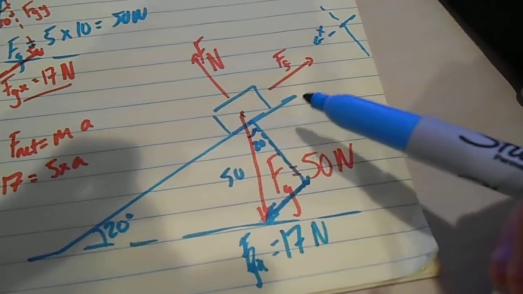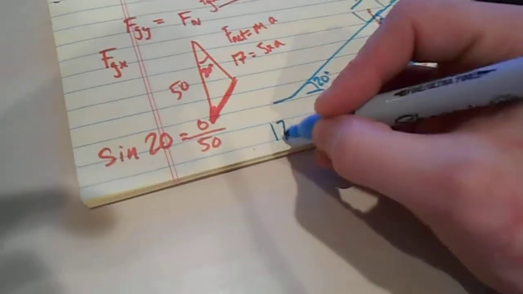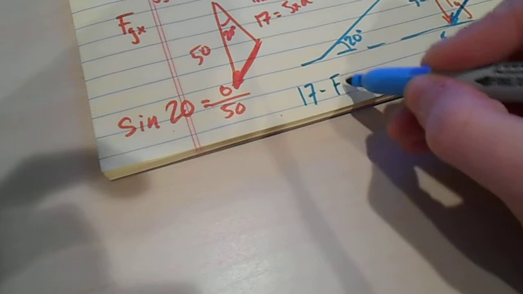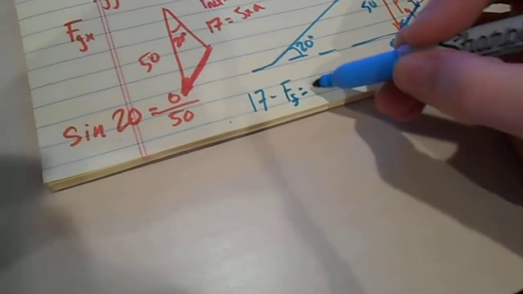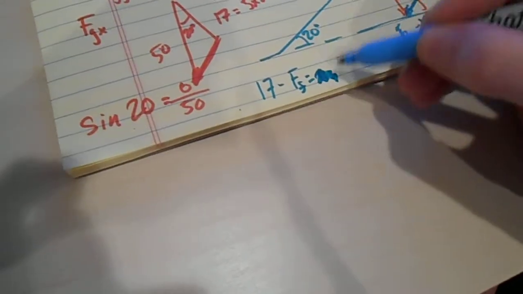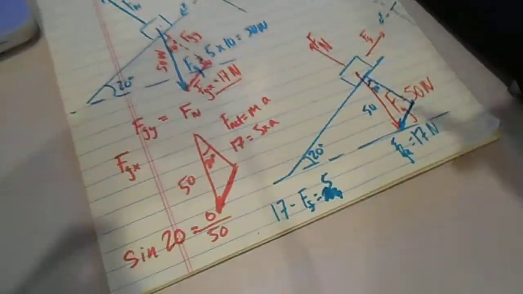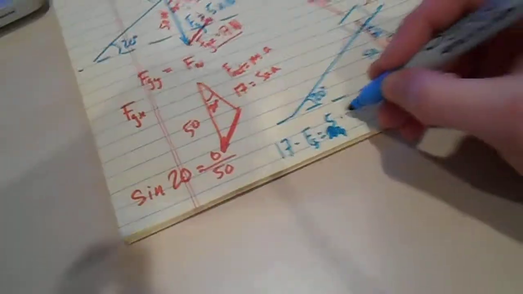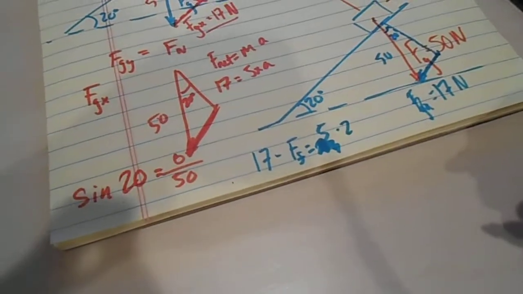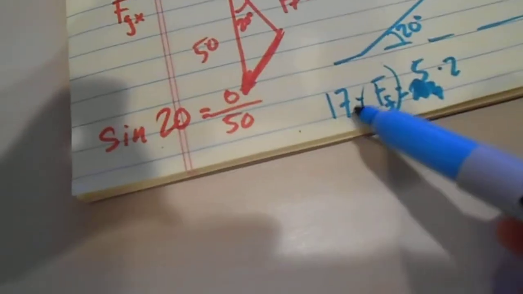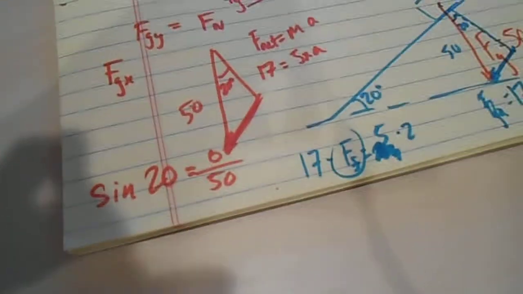So 17 minus force of friction, I'll write this out. 17 minus force of friction equals m, which is 5. I'll throw that in. And say in the second problem it tells you the thing accelerates with 2 meters per second squared. You could throw that in and you can actually solve for the force of friction. You got 17 minus force of friction equals 10 newtons. So isolate force of friction, you could solve for that.